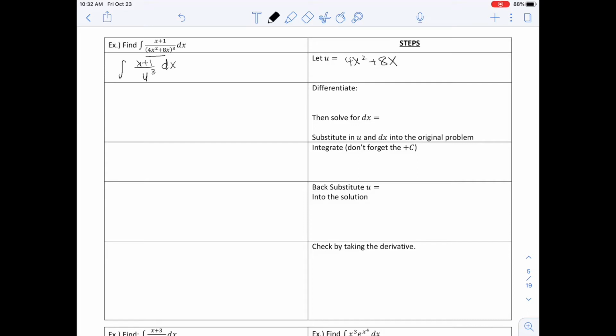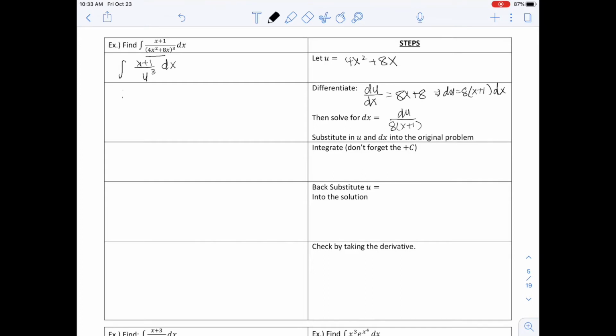And so now we're going to take the derivative of our u with respect to x. We're going to have du dx, which is going to be 8x plus 8, which we can also factor out the 8. And I'm going to have this as du is equal to 8 times x plus 1 times dx. And then solving for dx, I'm going to have du over 8 times x plus 1. And we're going to substitute in u, which we did already, and dx into our original problem.